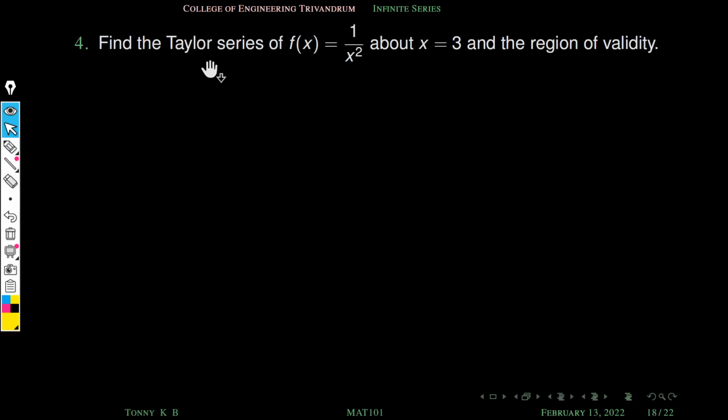Okay, so next problem, find the Taylor series of 1 by x square about x equal to 3. Also we have to find the region of validity.